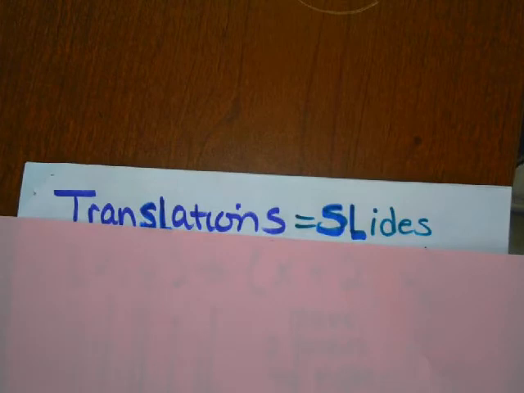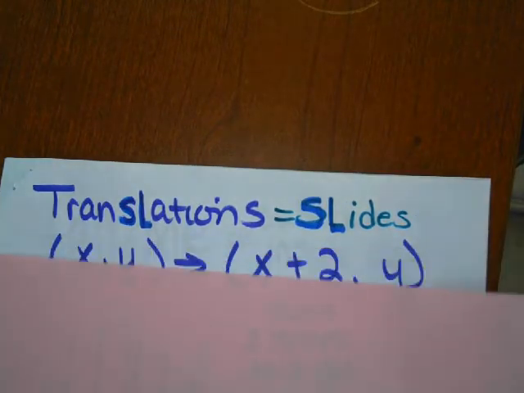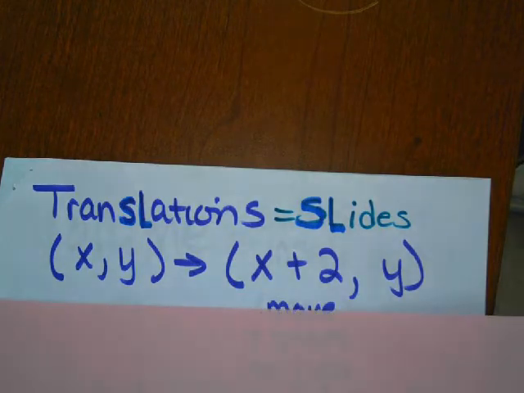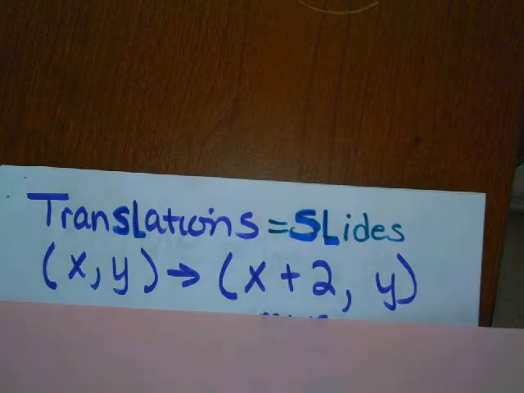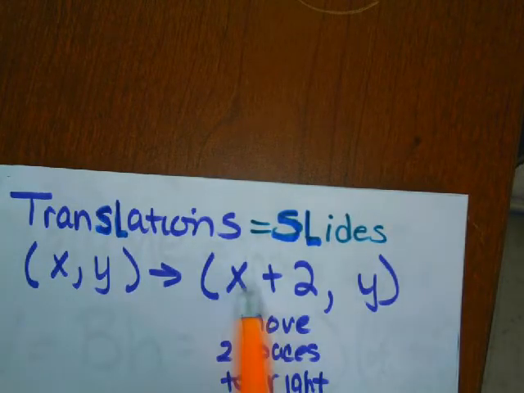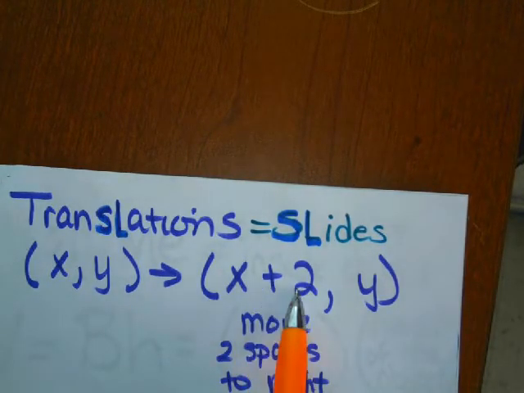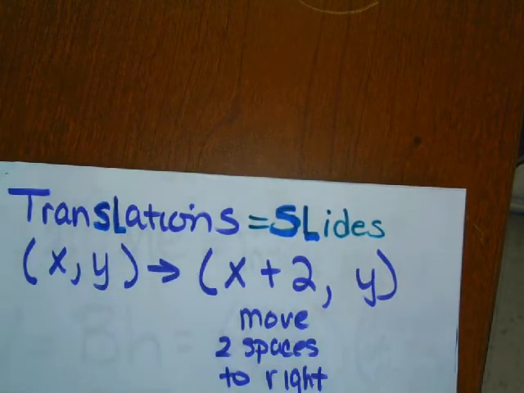Okay, next we have translations. Translations are slides. Okay? So, if I have this translation, I'm going to move 2 spaces to the right because it says x plus 2, that's positive. Positive is going to the right. Didn't do anything to the y, only move the x 2 spaces to the right.